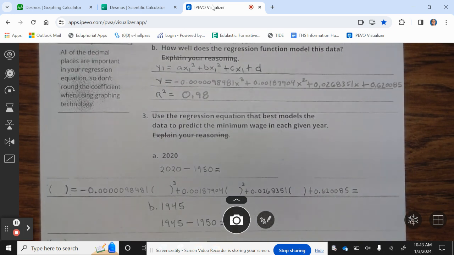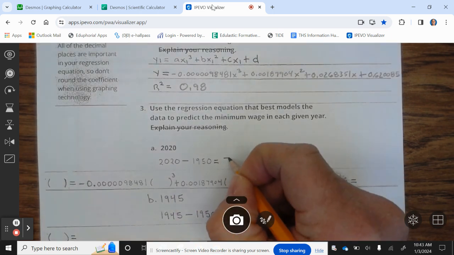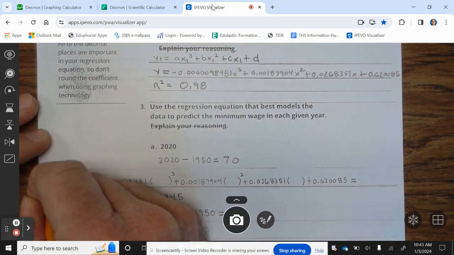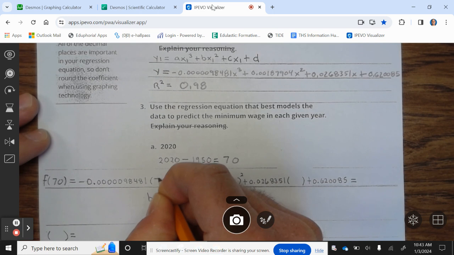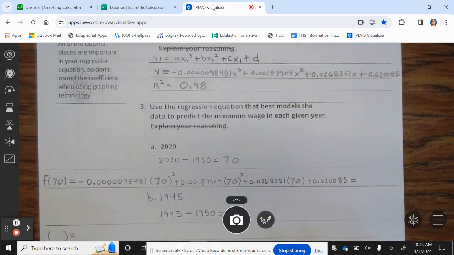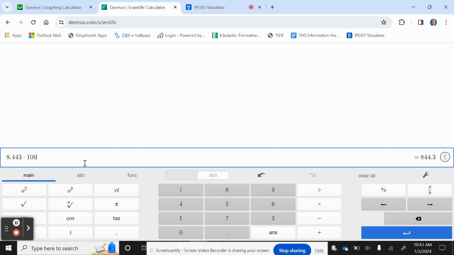All right, now use the regression equation that best models the data to predict the minimum wage in each given year. So in 2020, to find that number that we're going to use, we take 2020 minus 1950, which is 70. And to find f of 70, we're going to plug 70 everywhere there is an x. Now, there's a good way to use Desmos to do this. So we're going to go to the scientific calculator, and we're going to do this.